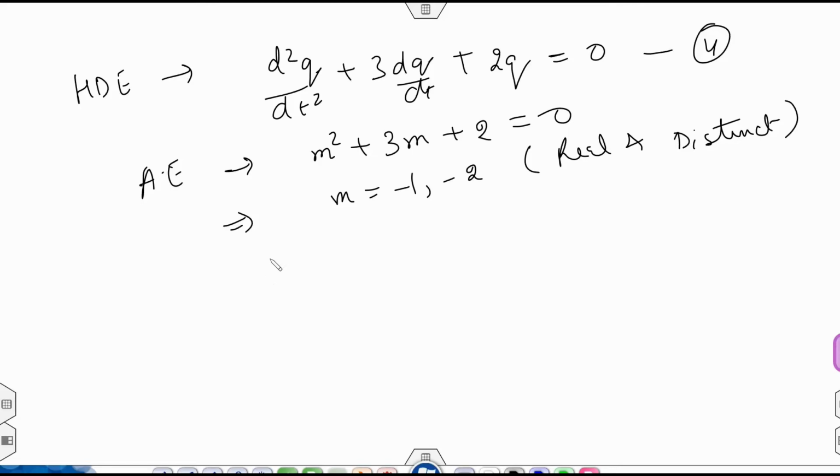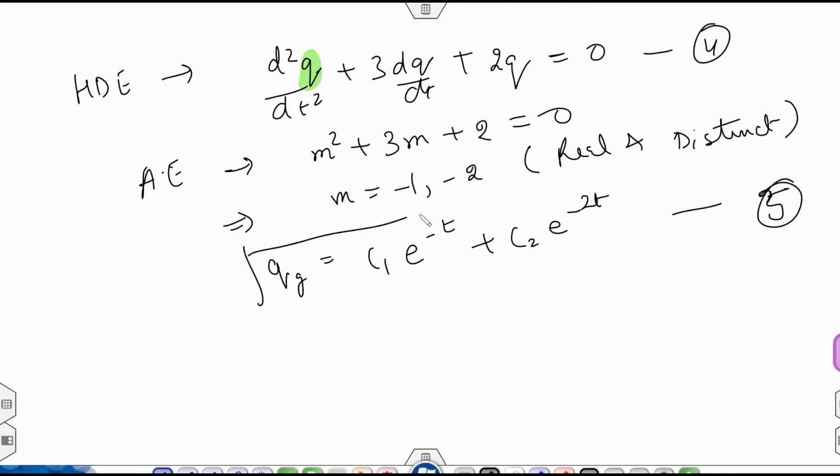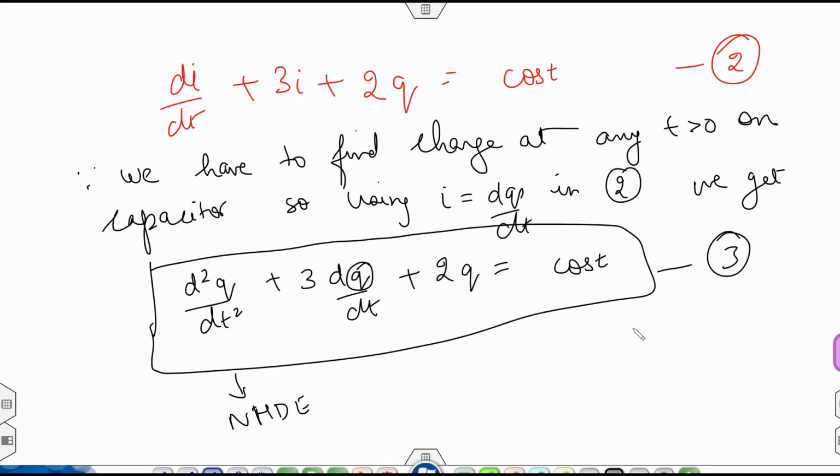The general solution, I'll write Qg because my equation is in Q. So I'll write Qg equals C1 e to the power minus t plus C2 e to the power minus 2t. I'll call this equation number 5. So half of my task is done. I have found the general solution of the homogeneous differential equation for this differential equation 3.